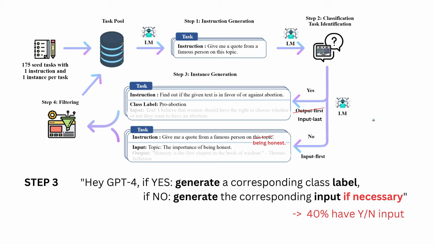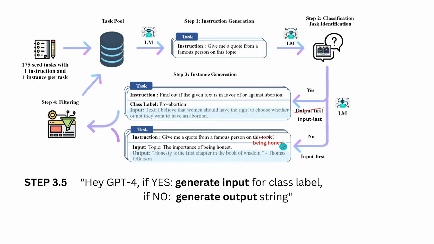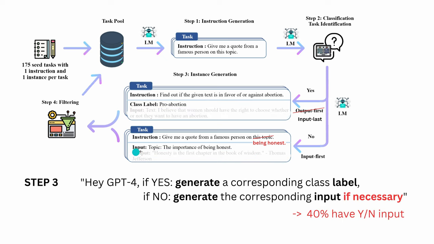So what happens here? Let's have a look at this a little bit more detailed. If you look at the data set here from especially Alpaca, you will see that sometimes there's an input and sometimes there's not an input. In about 40% of the cases, there is or is not an input. This is not so important. Look, if instead the instruction that was generated in step one by GPT-4 would be, give me a quote from a famous person on, and now it inserts already a topic, on being honest. So now we already have the input integrated in the instruction. So ChatGPT or GPT-4 has all the information to generate an output. It will understand this here is the input.